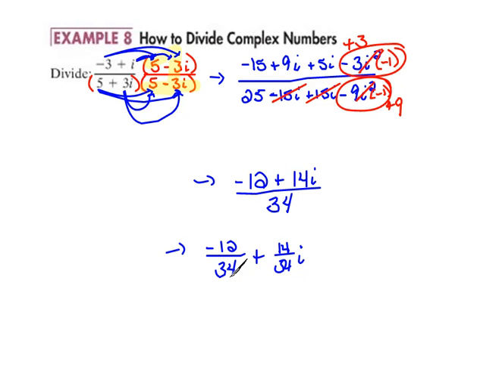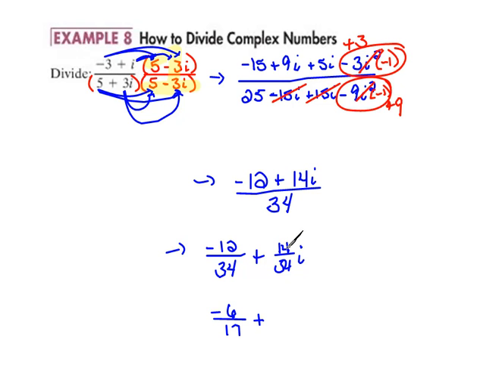So looking at the very first term, I know 2 will go into the top and bottom. So let's go ahead and do that. 2 goes into negative 12. That would be a negative 6 over, and 2 goes into 34. That would be 17 times. I sort of got off track there for just a minute.